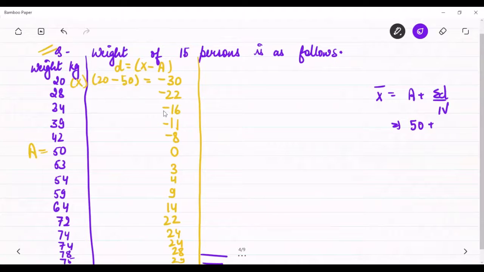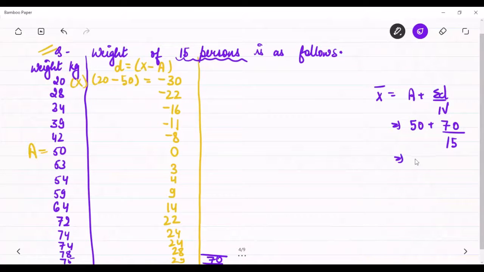Okay, minus 30. It is 70. So what is sigma d over here? It is 70. And what are the number of observations? It has been given in the question only. It is 15. So divided by 15. So let's calculate the answer.